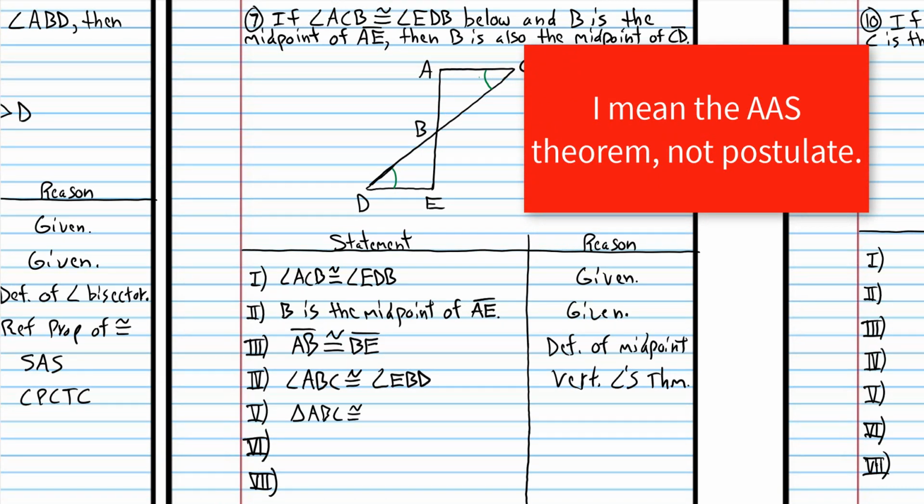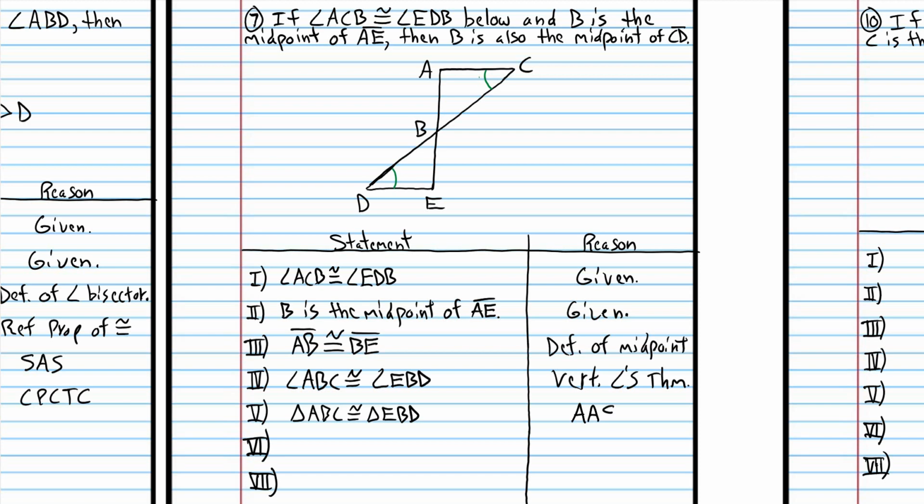Triangle ABC is congruent to triangle EBD by the AAS. Actually, that's the AAS theorem. I think I called it a postulate. I meant a theorem.